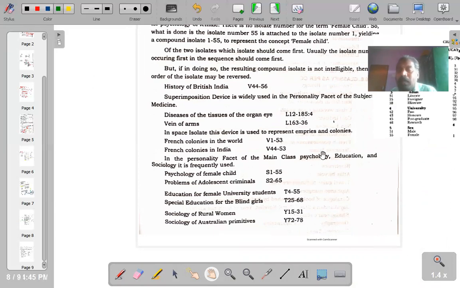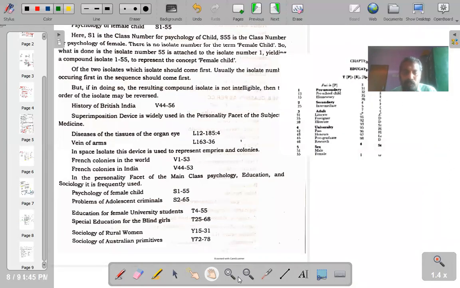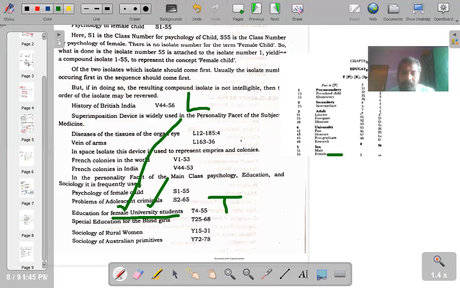Okay, fine. I'll show you another example. Have a look at this. I'm just worrying about education for female undergraduate students. I'm sorry, female university students. What is the main class for education? T. No problem. Now I want two numbers: one for female and one for university. What is the number for female? Can you look here? The number is 55. Okay, I have written it.